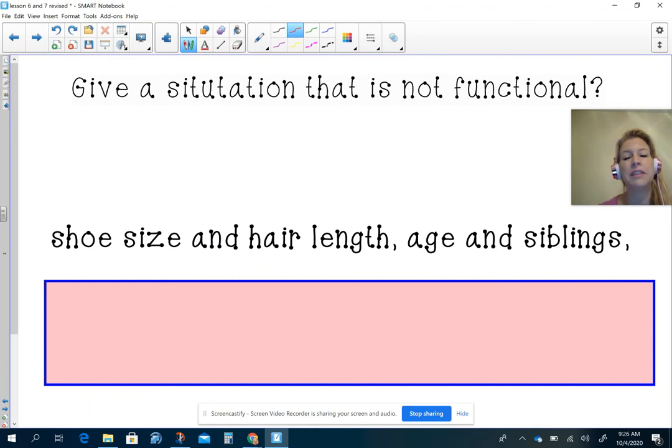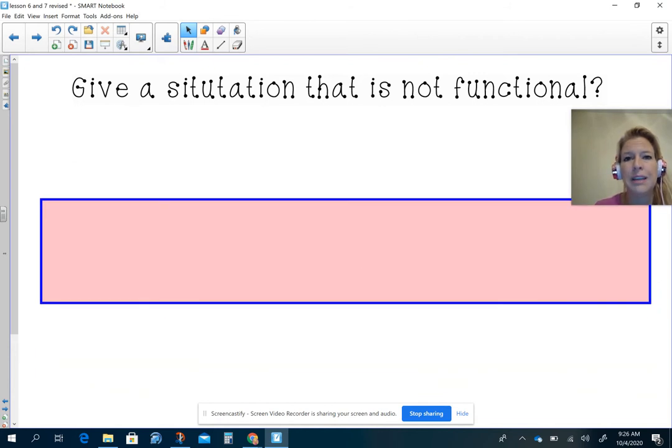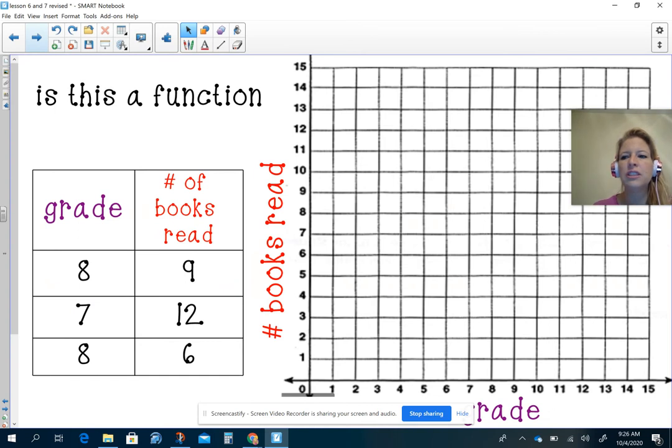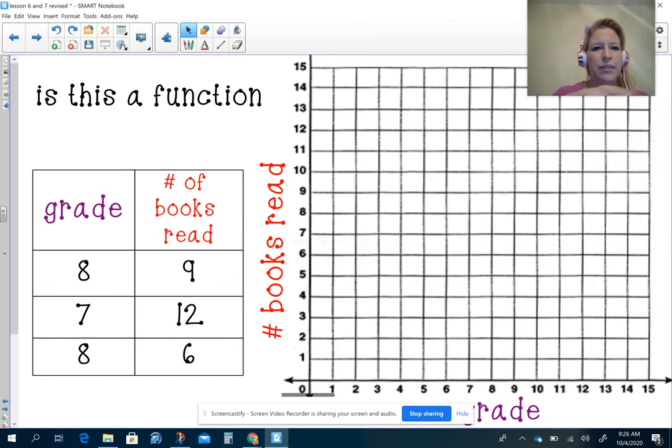We have a lot of the same ages. I could say your age and the month you were born. Well, I might not have repeating months, but I will definitely have repeating ages. So as you're looking at your situation, are your x's allowed to repeat? If you know that you've got a huge chance of your ages repeating, you know it's not functional. So let's look at what that looks like when I actually graph it, okay?